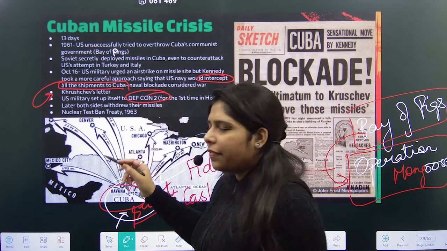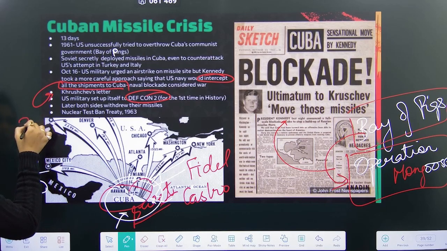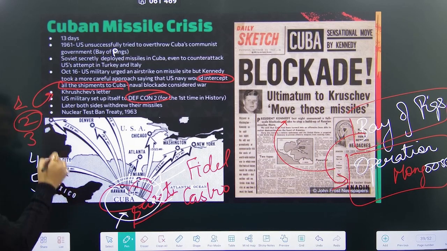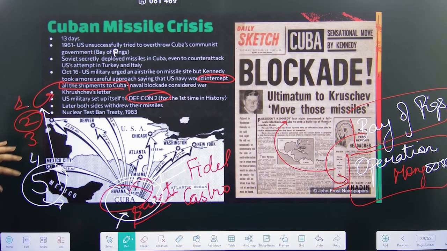They have their actual defense condition levels. I think they start from DEFCON 5, then 4, 3, 2, 1. So 5 is when you don't have much threat. Then you have 4, 3, and then 2 is when you actually have a lot of threat. So the US military setup was on DEFCON 2 level.